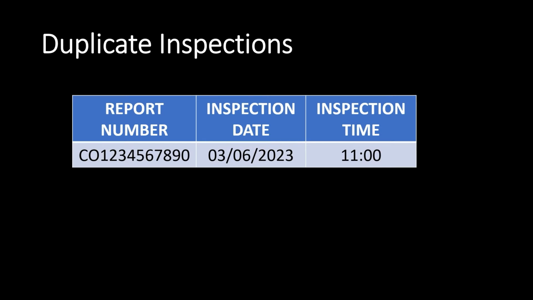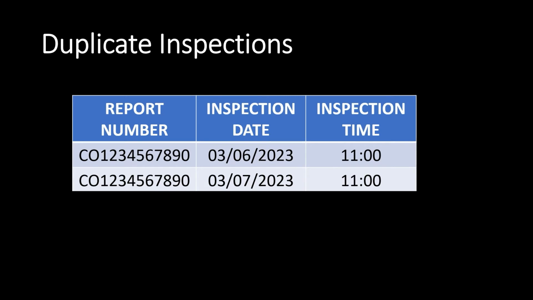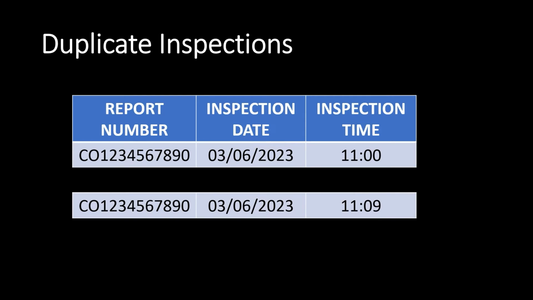So what happens in, say, the case that the officer had a malfunction with the laptop, and they had to re-enter some inspections, and when they re-enter yours, they happen to type a 7 instead of a 6, so the date went in differently. So now you have the same report number, same time, but the date is a little off. Or maybe same thing, but they tried to re-enter the time, and instead of hitting 0, they hit a 9.